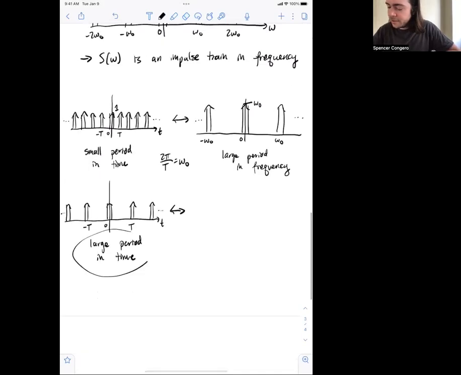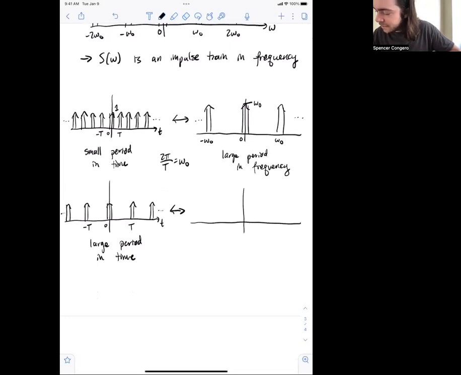And what happens when I have a large period in time? Well, the larger this big T gets, the smaller omega naught gets. So what I'm going to end up with in frequency is something that looks like this. I've also drawn the heights to be smaller, because remember the heights are all omega naught. So this is a small period in frequency.